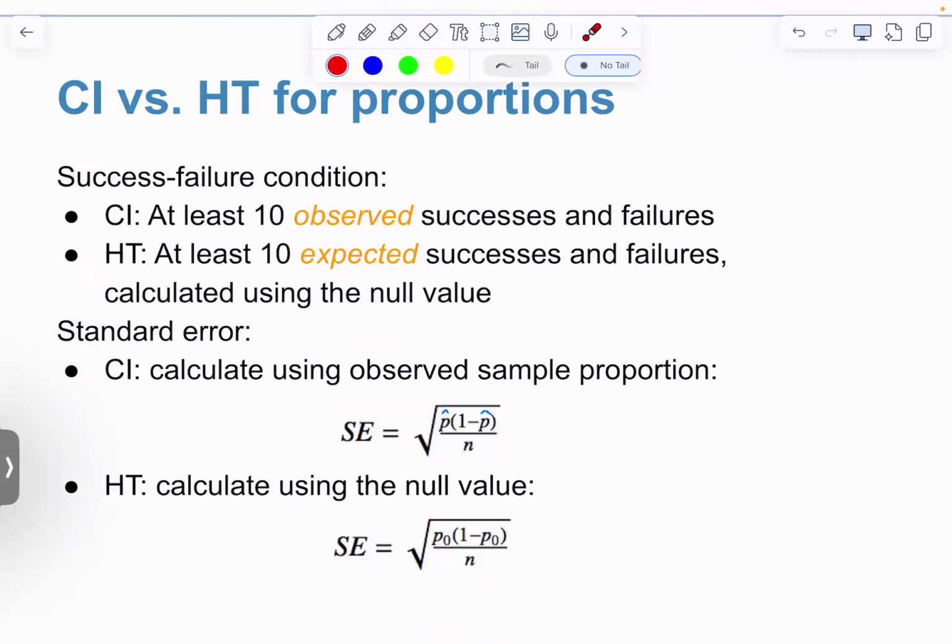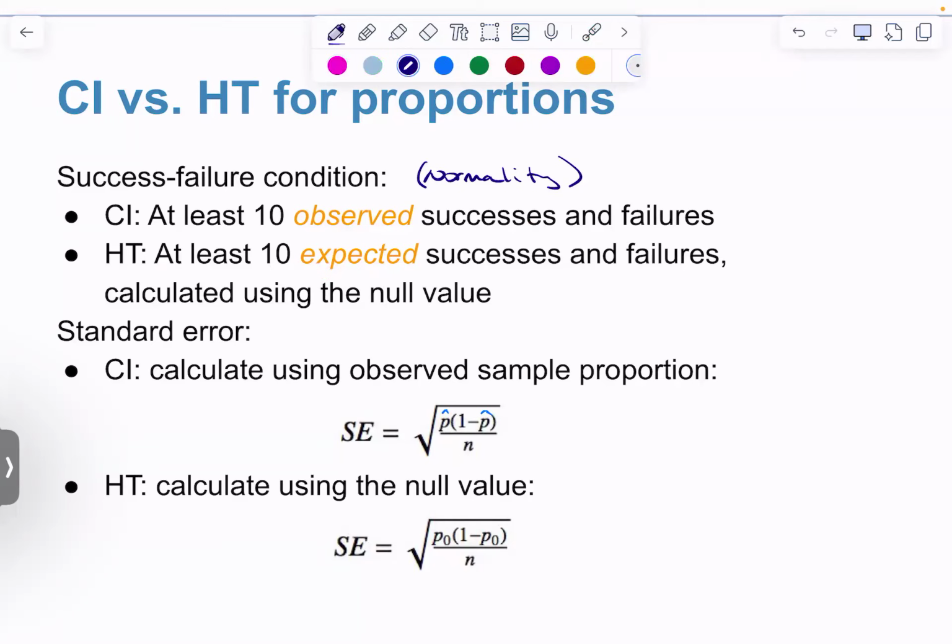We already summarized the success failure condition, which I've been calling the normality condition. But it doesn't hurt to see it again. Yeah. So we did them side by side last day. But for a confidence interval, we need at least 10 observed successes and failures. And for a hypothesis test, we said we need at least 10 expected successes and failures, okay?